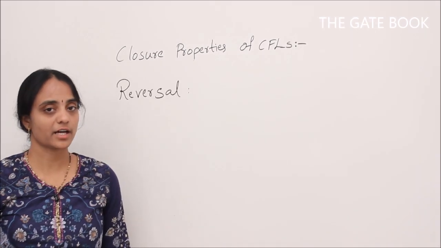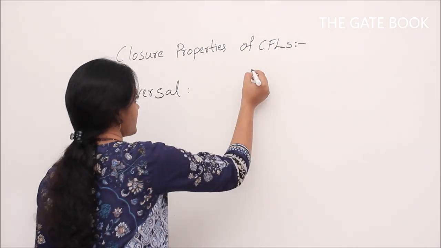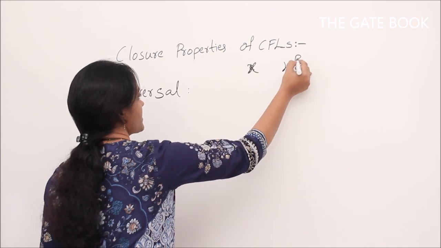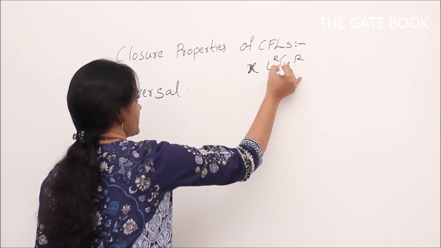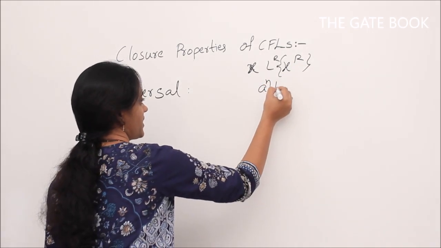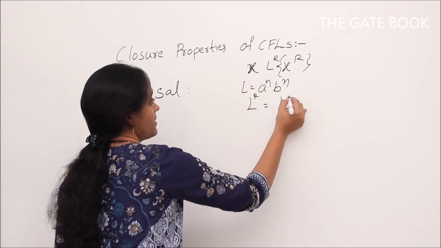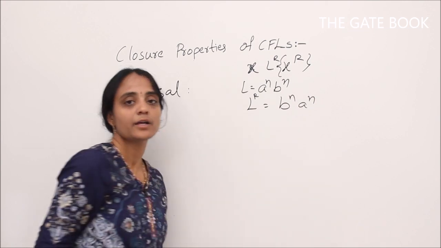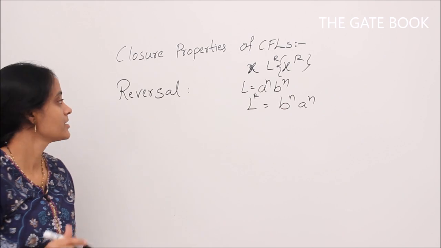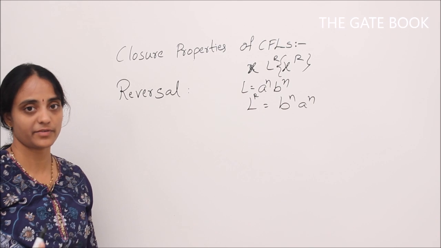Now let's see whether CFLs are closed under reversal or not. What is reversal of a language? If the language has a string X, then L reversal will have the reversal of X. So if the language is in the form of a power n, b power n, then L reversal will be b power n, a power n. All the strings' reversals will be part of this reversal language. So how do I know whether the reversal of a context free language is context free or not?